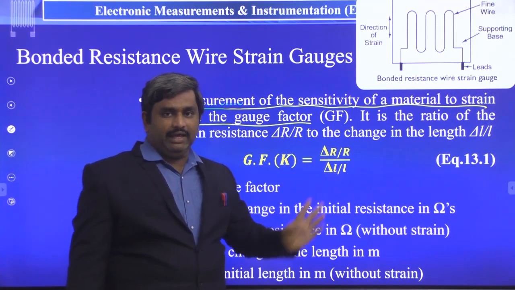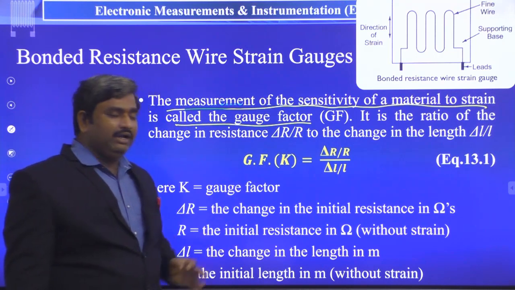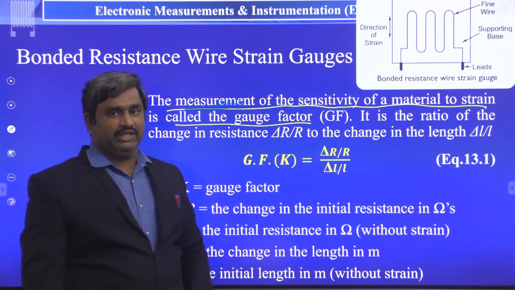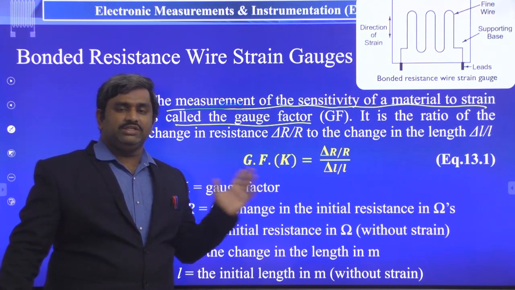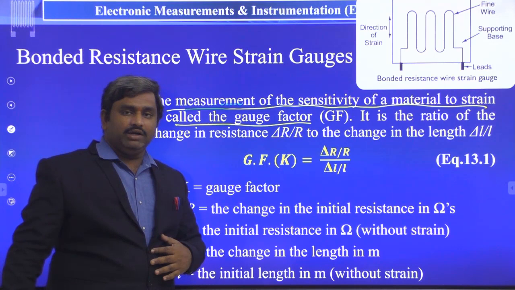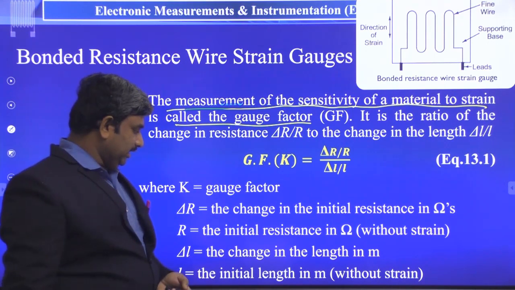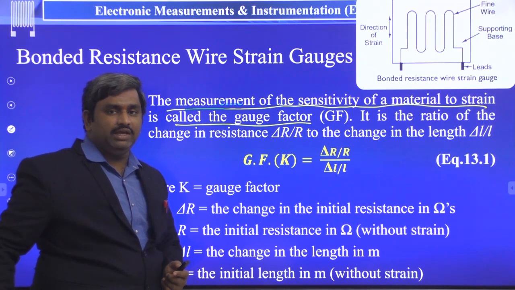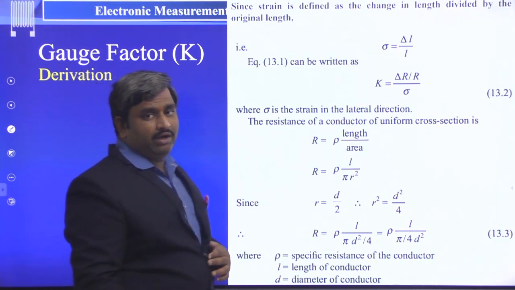So R and L are the initial resistance and initial length. Delta R and delta L are the change in the resistance and change in the length, and K is the gauge factor. Okay, so this is about the gauge factor definition, and this is the base formula for the gauge factor for the strain gauges. Let us see the gauge factor derivation.